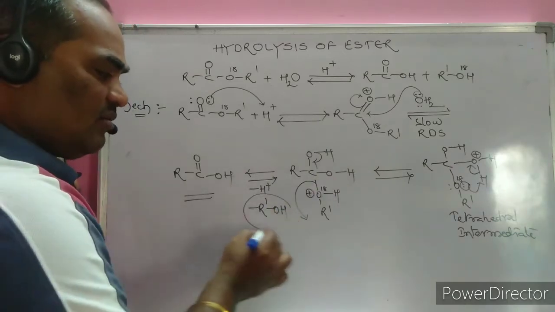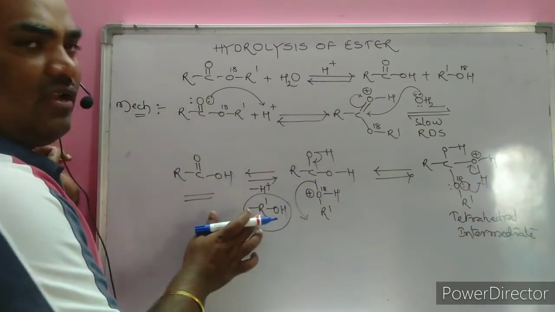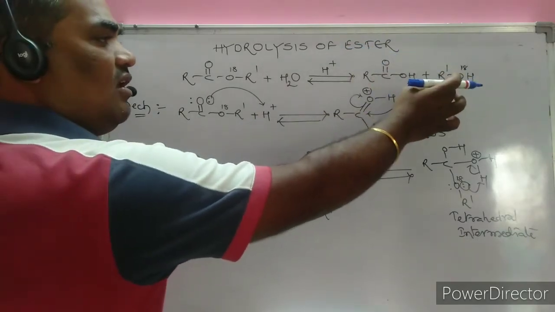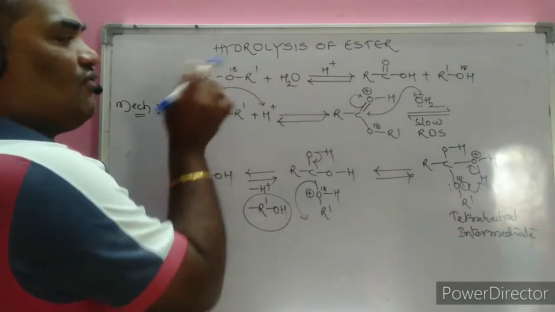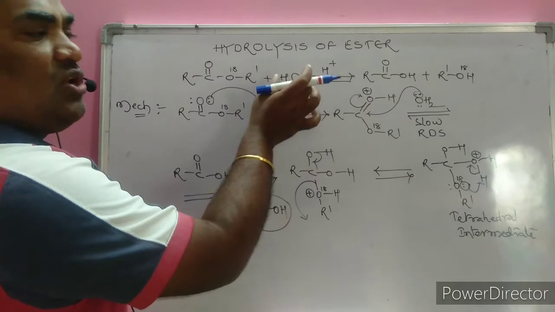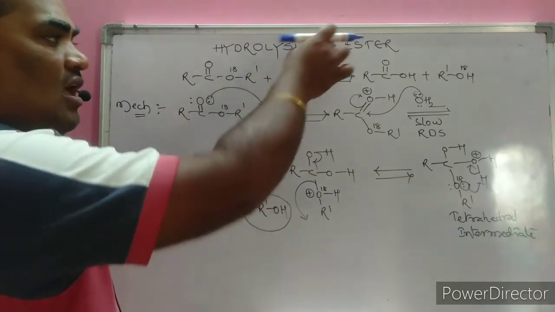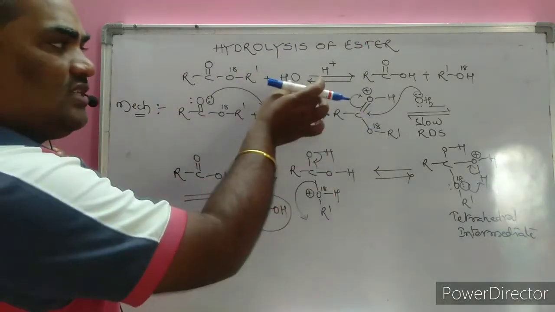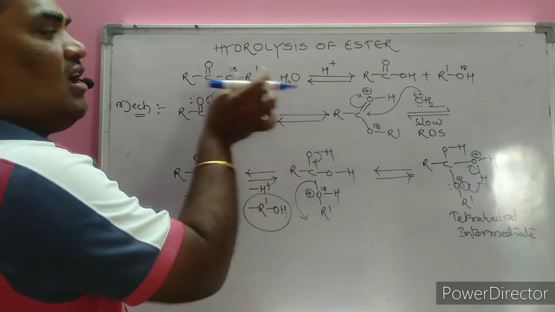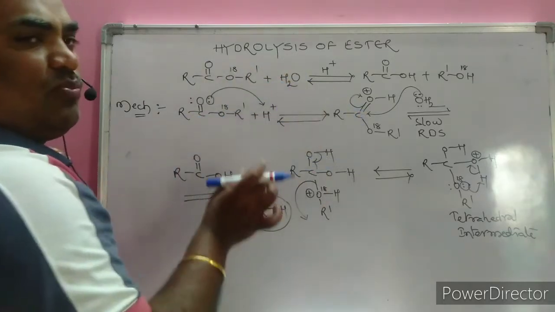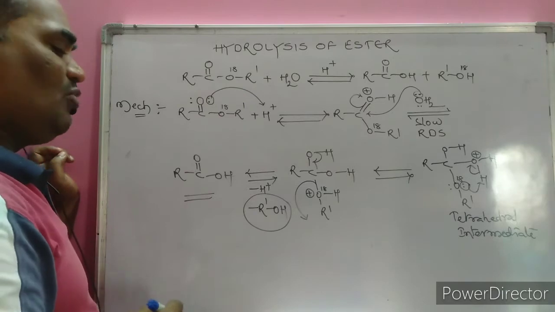That oxygen atom, as part of the alcohol, means the alcohol contains the oxygen atom that came from the ester group itself, but it did not come from the water molecule. Acidic medium hydrolysis of the ester is a reversible process. Basic medium hydrolysis is an irreversible process.